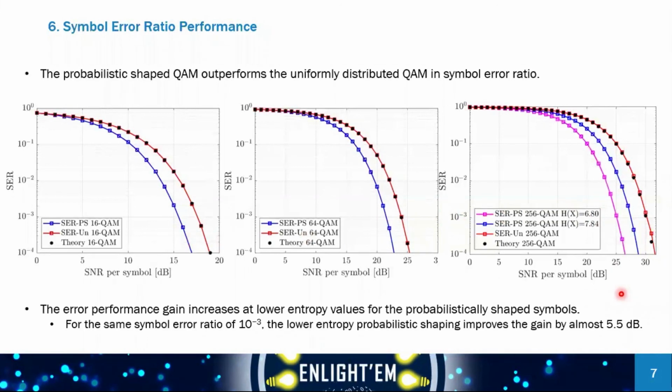We have also shown that the performance gain increases at lower entropy values. For example, for 256 QAM, if the entropy is decreased from 7.84 to 6.8, the SNR gain over uniform QAM increases to 5.5 dB at the same reference of 10 to the power of -3 symbol error ratio.